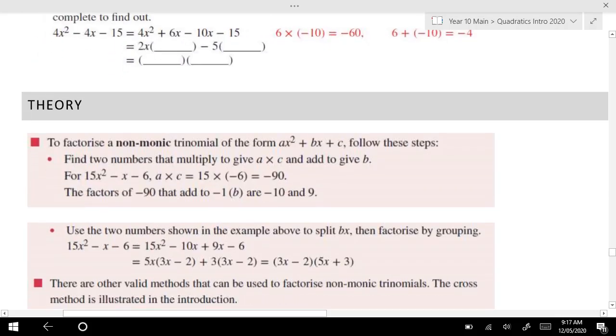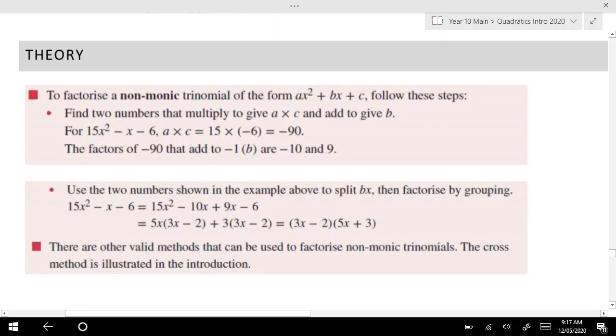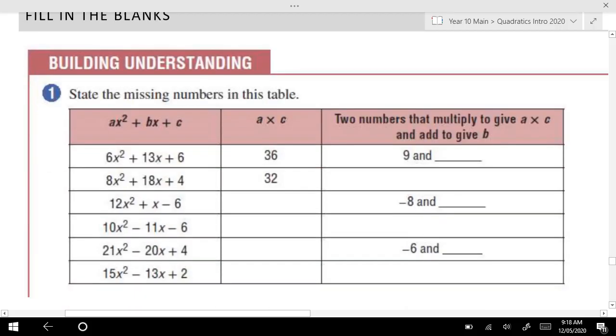Now, there's a little bit of theory here, and that just outlines exactly what I've said. We've basically got to get a and c, the coefficient of x squared and the constant term. We've got to multiply those together, and then work out the two numbers which multiply to give, in this case, minus 90, and add to give the middle term, the coefficient of x. So let's just get straight into it.